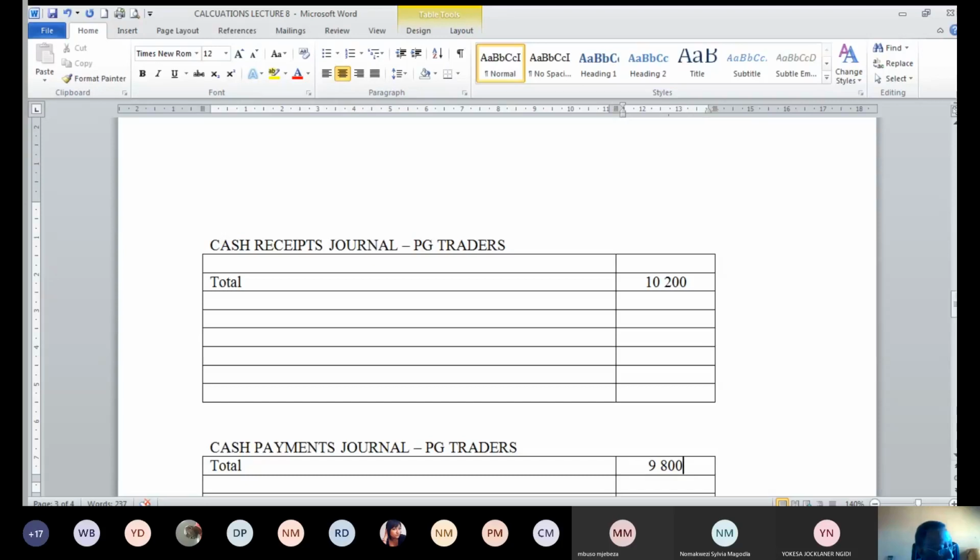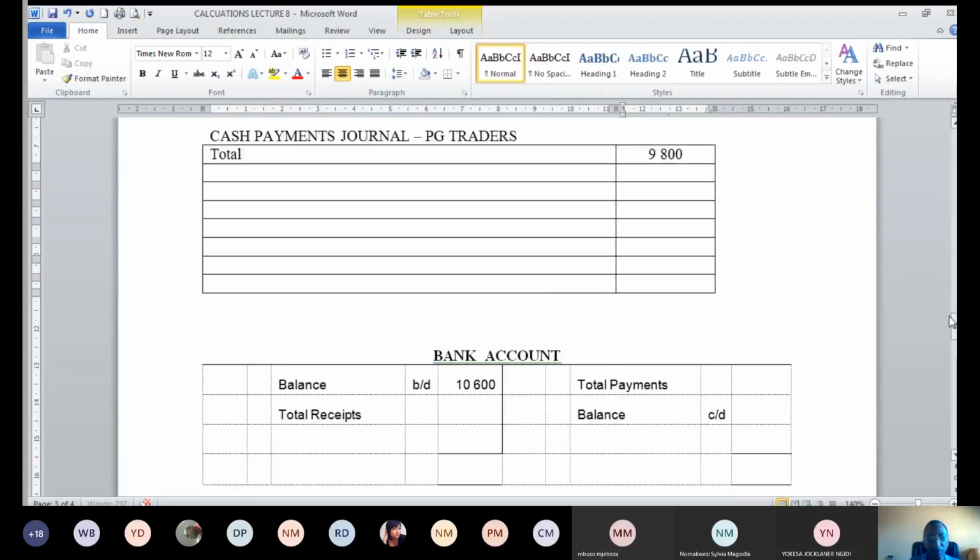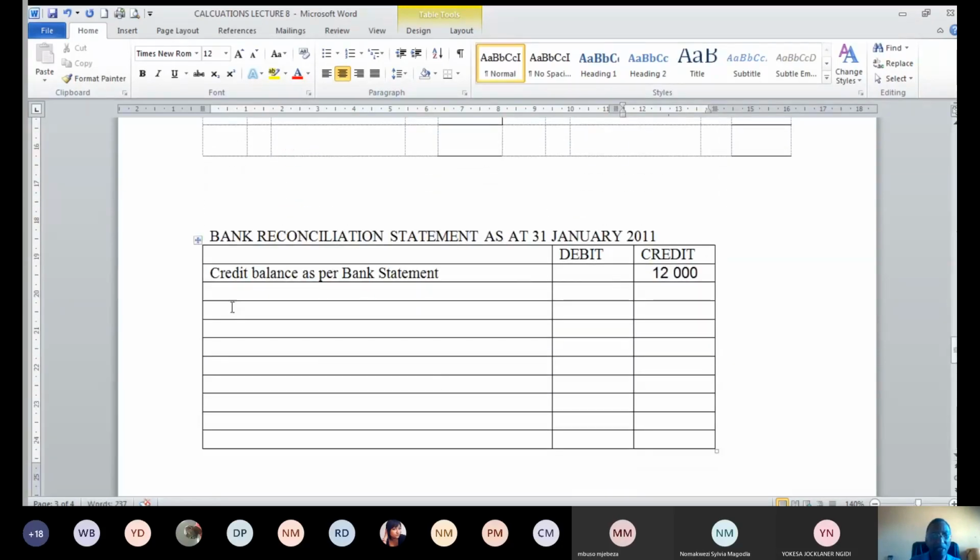But we must still account for check number 221 for 900 Rand. And that we will record in our bank reconciliation statement. You are going to write there, debit, outstanding checks. And from last month, check number 221 for the amount of 900 Rand is still outstanding.